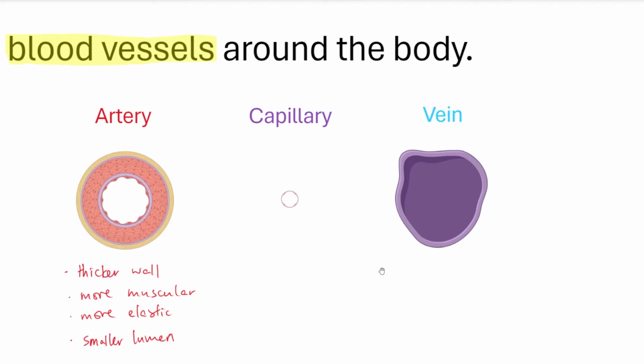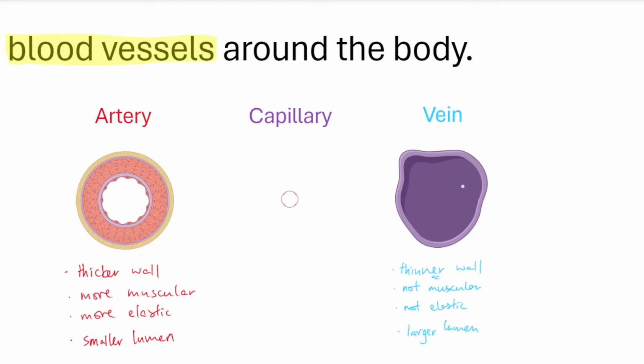So moving on to the vein, what you tend to get asked is to compare the artery and the vein structure. So this makes it a little bit easier for us to see how it works. So anything that is the case in the artery is not in the vein. So first of all, it's got a very thin wall. So it's got a thinner, notice the comparison there, the thinner wall. It's not muscular and it's not elastic. And also it's got a larger lumen. In fact, it's got the largest lumen among the three.